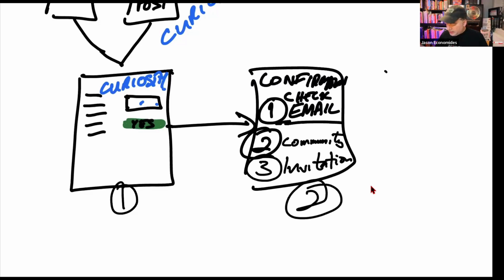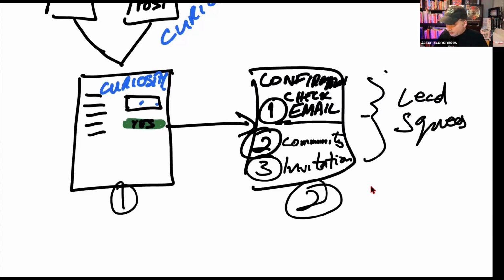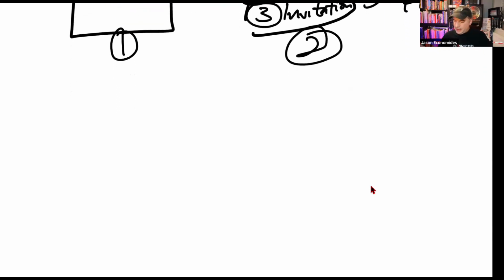That's a squeeze page. That's the traditional lead squeeze page. This is a lead squeeze funnel. Now, the good thing about that is you're going to get a lot of email addresses. You are going to have a lot of people opting in, and that's the good thing about it.